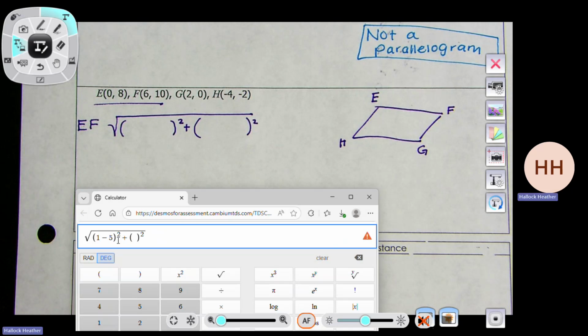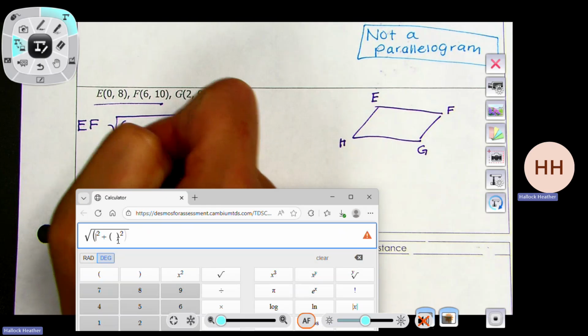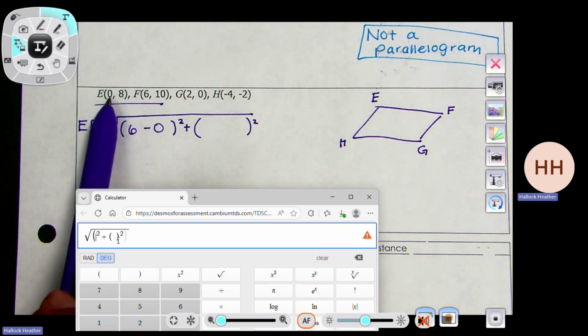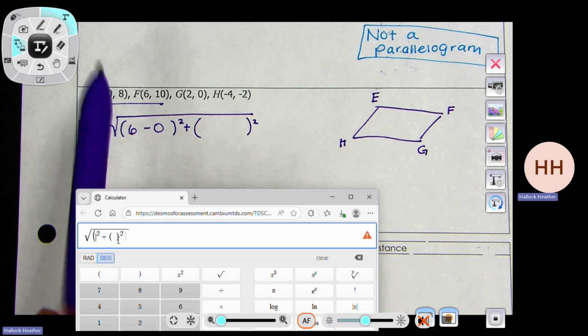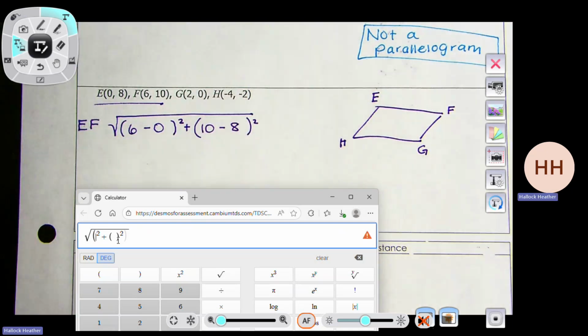So what two numbers am I minusing in that first set of parentheses? Ooh, crap. 6 minus what? 0. Minus 0. Good, because it's your X. So 6 minus 0. And then for my Y's, I'm doing 10 minus 8. So let's type that in.